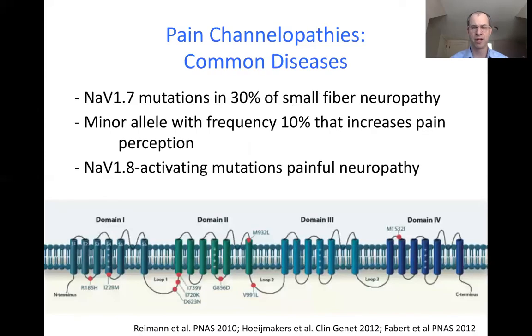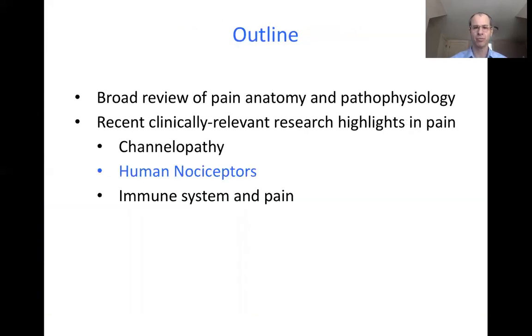However, what became clear is that there are more mild mutations in these same genes that are responsible for common diseases. So for example, there are more modest gain of function mutations in about 30% of small fiber neuropathy with minor alleles that reach a frequency of 10%. And similarly in a different sodium channel that also is expressed quite selectively in nociceptors, there are activating mutations that contribute to painful neuropathy as well. So I'm going to move to human nociceptors.